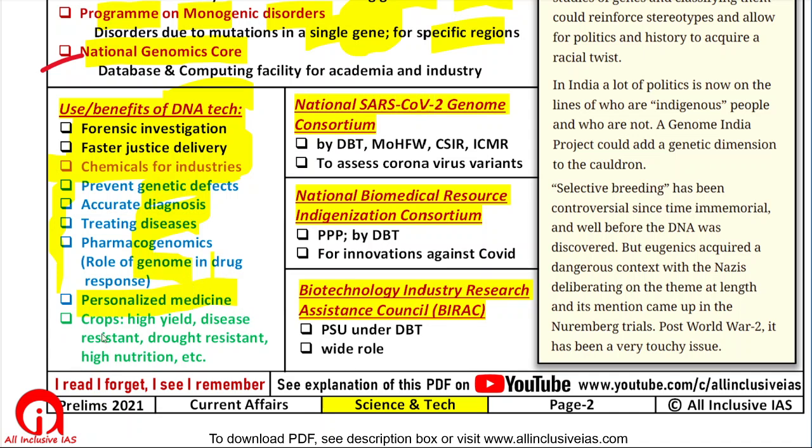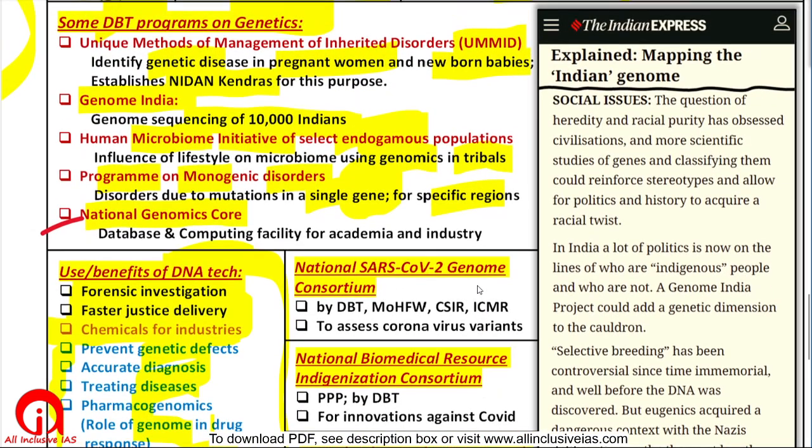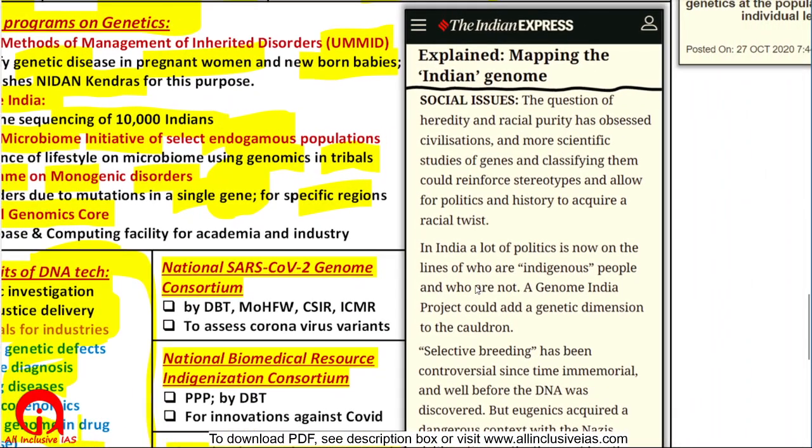We can use it in the agriculture sector to create genetically modified crops. We will study genetically modified crops later. You can increase the yield, you can make a plant drought resistant or disease resistant, and all such things. These are the benefits. What about the challenges, or you can say, what about the dangers of DNA tech?